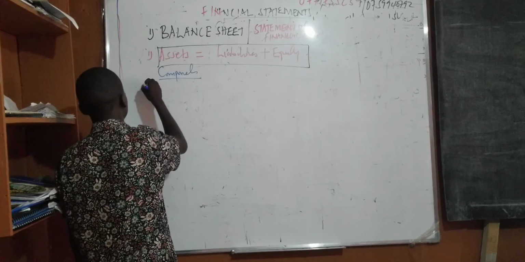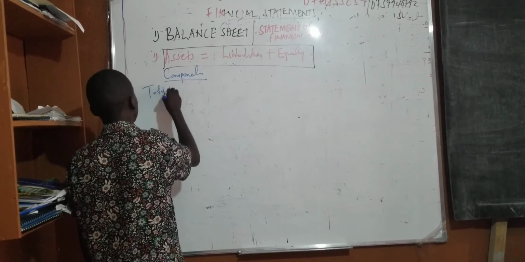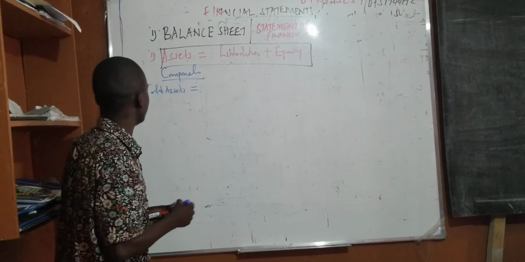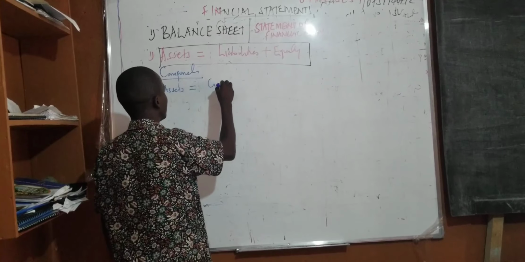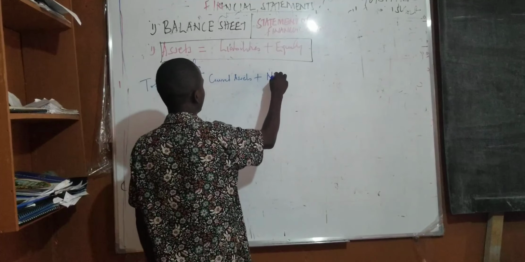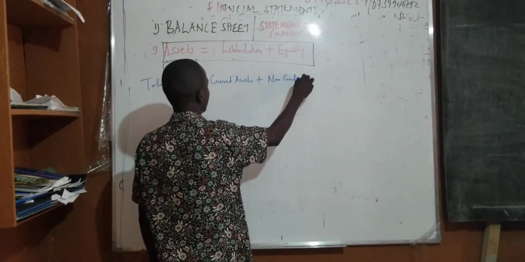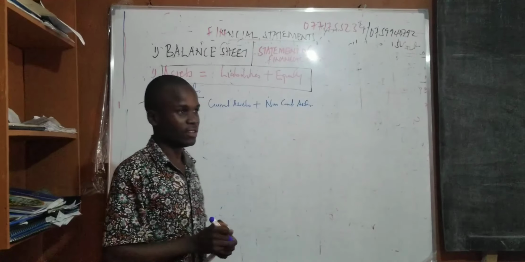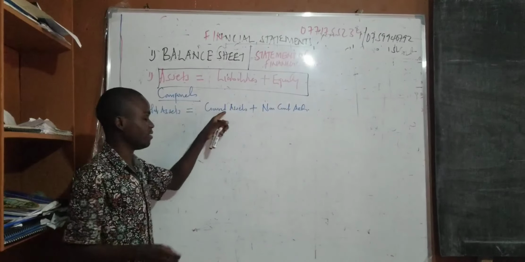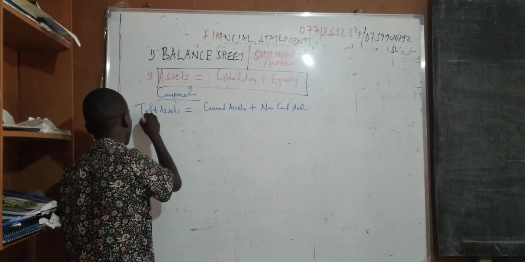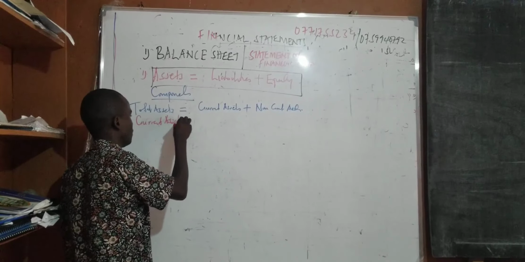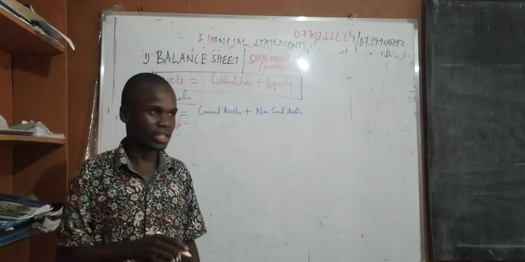1, we have assets. Total assets equals current assets plus non-current assets. The current assets stay in a business for a short period of time. The non-current assets stay in a business for a long period of time. The current assets can easily be converted into cash.